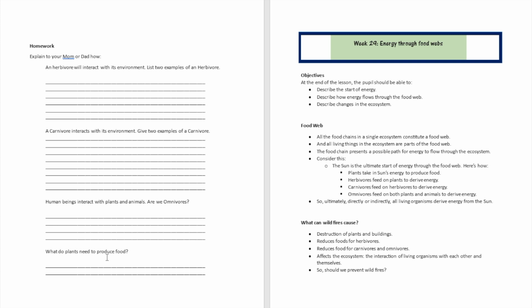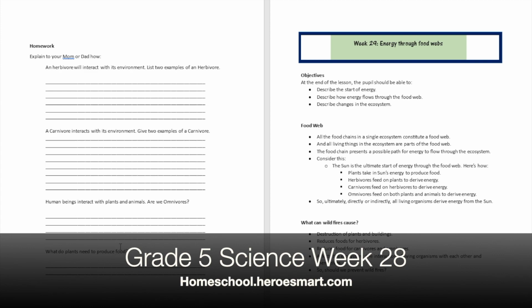What do plants need to produce food? Well, they need sun. They need carbon dioxide, which is really the air that they need. And they need their chlorophyll. So if you write those as answers, you are going to be absolutely correct.